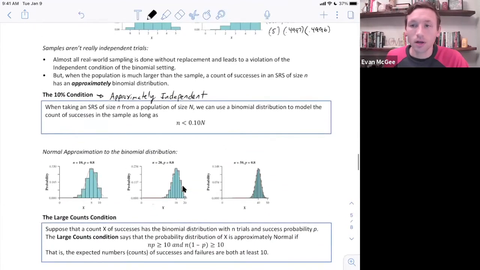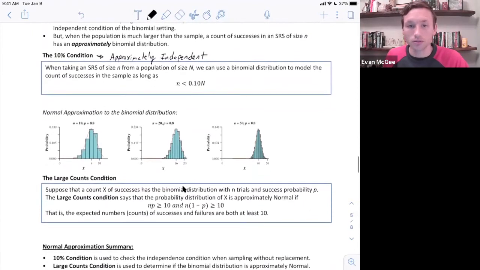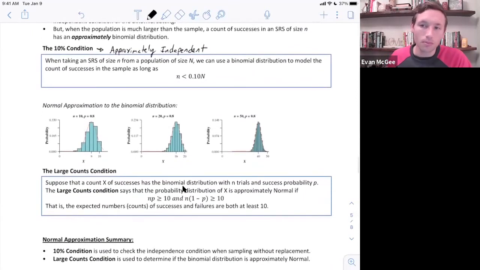Next, we have an approximation for the shape of a distribution. One thing that's known about binomial distributions is as your sample size increases, the distribution starts to look more and more normal. So here the sample size is 10. You can see it's slightly skewed, but as we increase to 20, it looks roughly symmetric. And when we increase it to a size of 50, that looks almost perfectly symmetric.